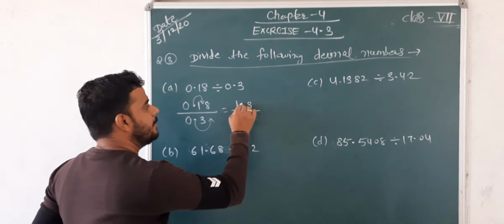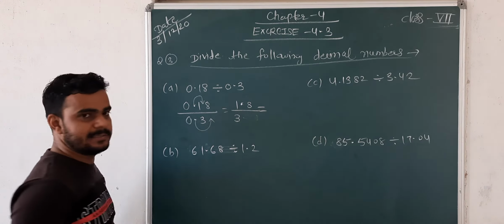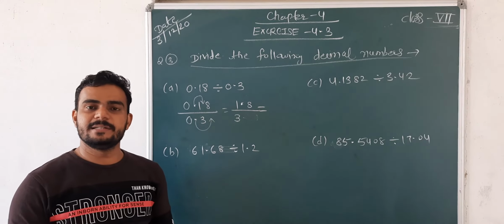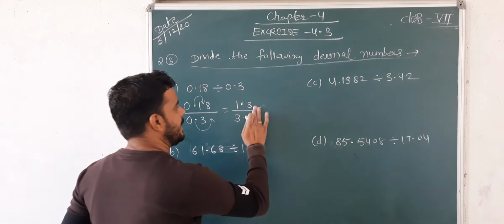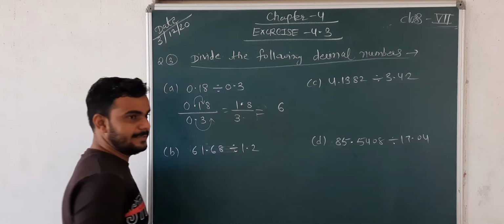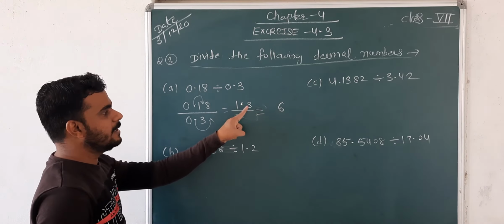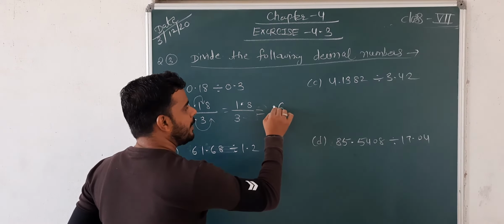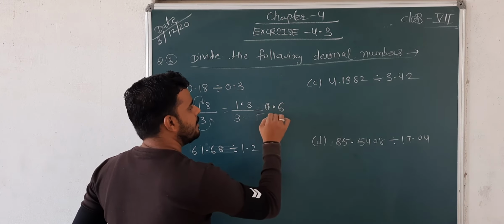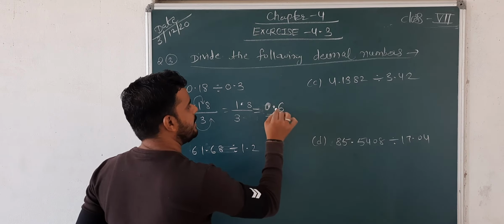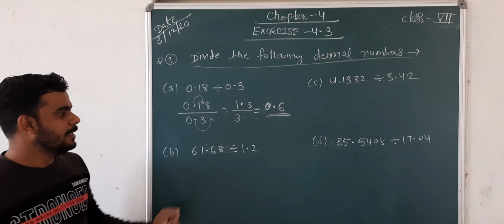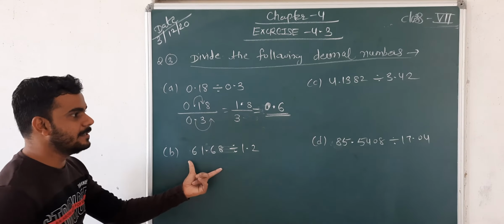Simply divide 18 divided by 3. 3 1 ja 3, 3 2 ja 6, 3 3 ja 9, 3 4 ja 12, 3 5 ja 15, 3 6 ja 18. 6 times. How many times? 6 times. But after one place the point is there, so just put the point here and 0. The final answer is 0.6. So your answer is 0.6. Okay, so like this, the second one also is like this.